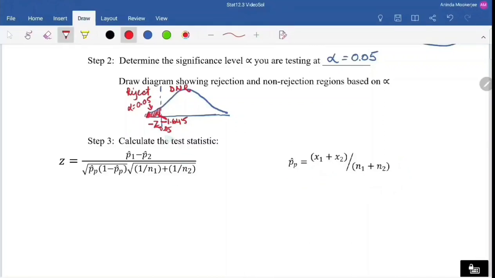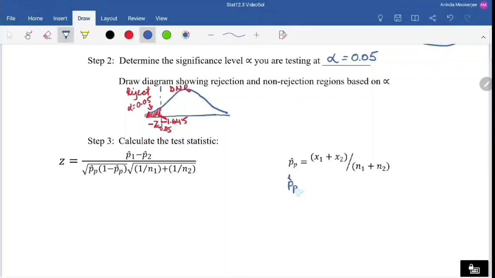So before we can work out this z value test statistic, before we can plug in the values, we do need to find p hat sub p. Otherwise, we won't have a value to plug in the denominator. So let's do that. P hat sub p, it's a very easy formula. X sub 1 plus x sub 2 divided by n sub 1 plus n sub 2. So I'm going to write that here.